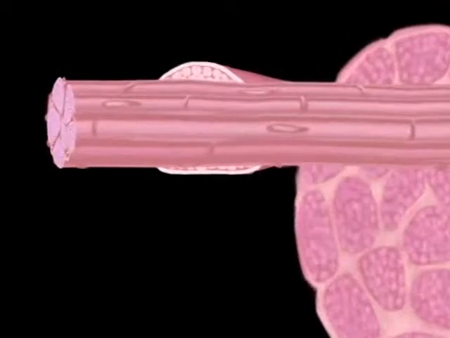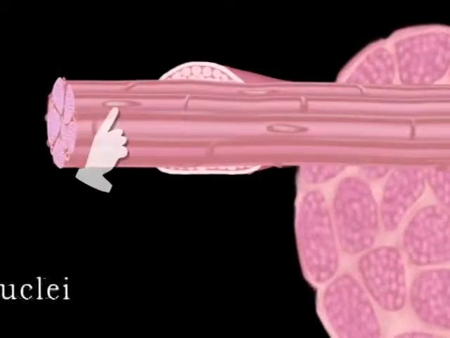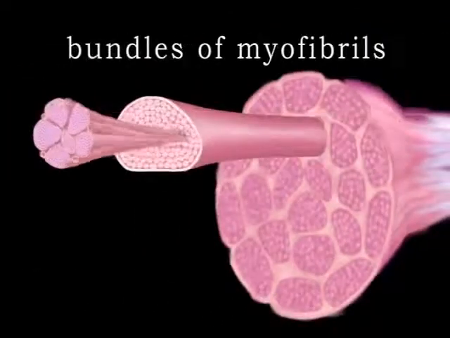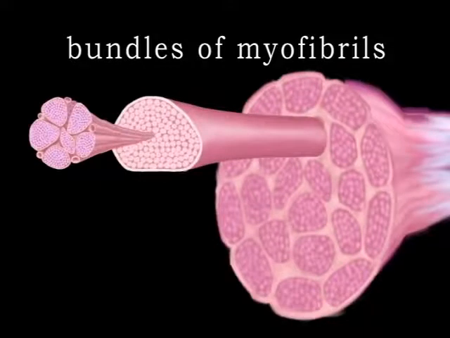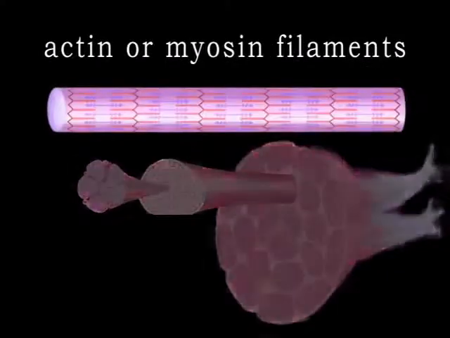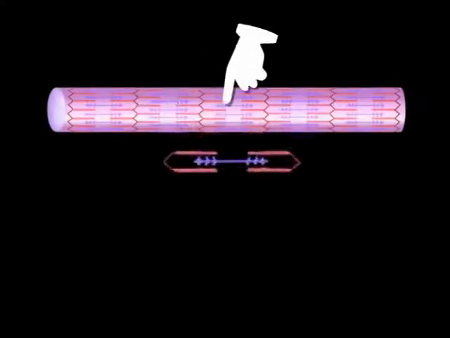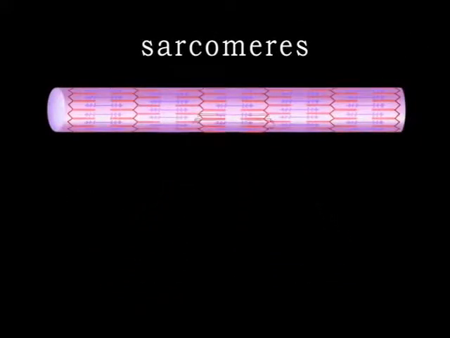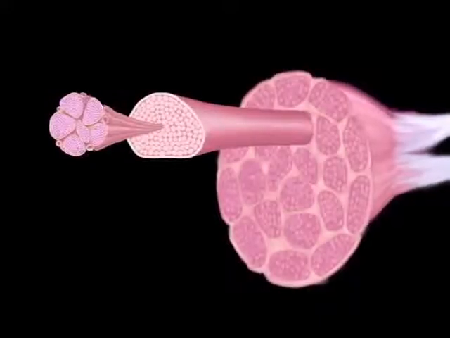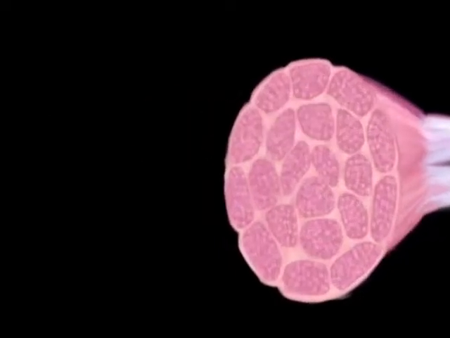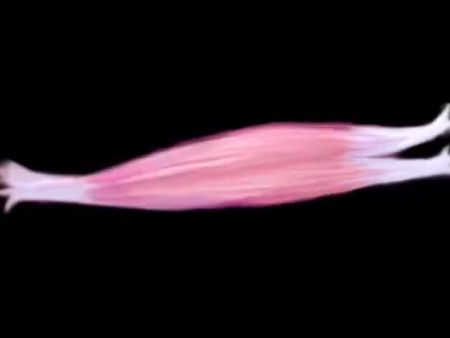Unlike most of our body's cells, which each possess a single nucleus, it possesses multiple nuclei on its outer surface and is made up of bundles of myofibrils. Myofibrils themselves are made up of actin and myosin filaments, which are arranged end to end in separate units called sarcomeres. This gives muscle fiber its distinctively striated or banded appearance. The entire skeletal muscle structure is rather like a car antenna or telescope, multiple bundles tightly packed inside one another.